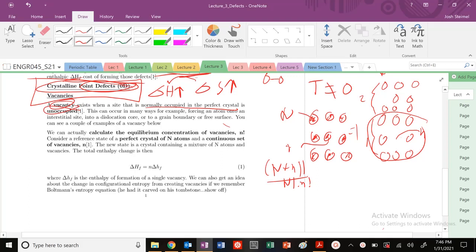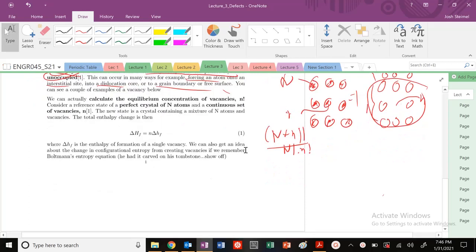So you could force an atom onto an interstitial site, into a dislocation core, a grain boundary or free surface. If you shoot radiation into a crystal, you can knock atoms off of their initial site and create vacancies. That's a nasty way to create these defects, but there are multiple ways that you can create a defect. And again, why do defects occur?